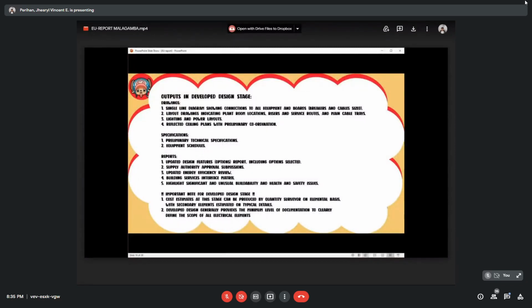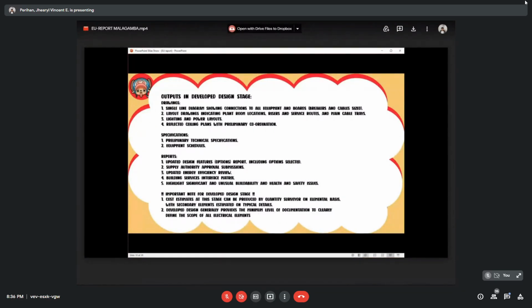So the important note for the developed design stage: the cost estimates at this stage can be produced by a quantity surveyor on an elemental basis, with the secondary elements estimated on typical details.